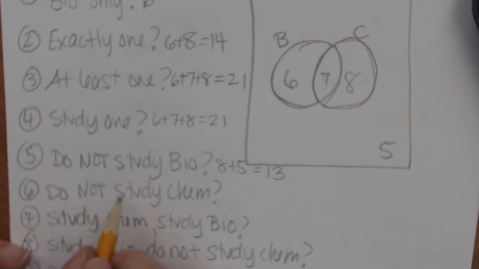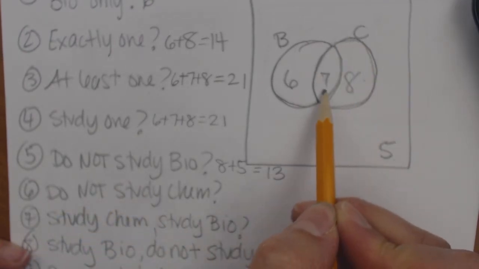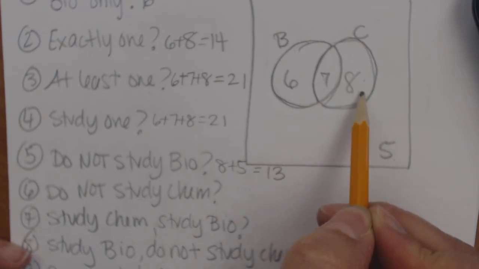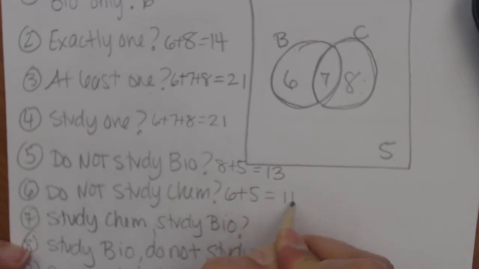Then we have do not study chemistry. So this is the chemistry circle again. These are both, and this is chemistry, so we cannot have 7 or 8. So we're going to be adding 6 plus 5, and we're going to be doing 11.